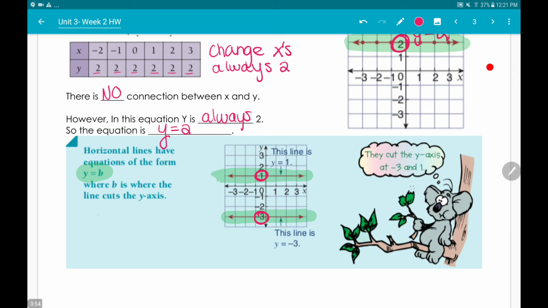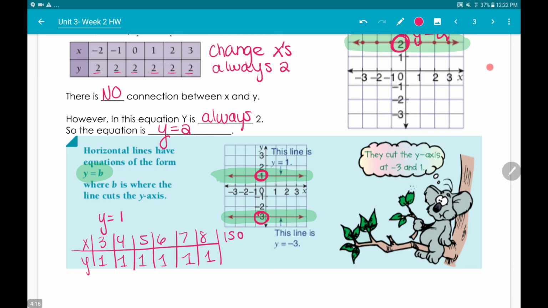So let's say I wanted to make a table for y equals 1. My y value always stays the same. And my x value is the one changing. No matter what x value I picked, I could have picked 150, my y value is going to be 1. Okay? So that's a little preview for horizontal and vertical lines.